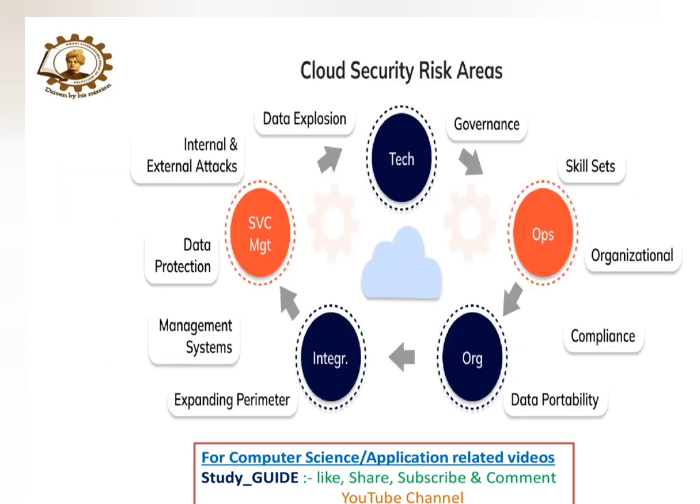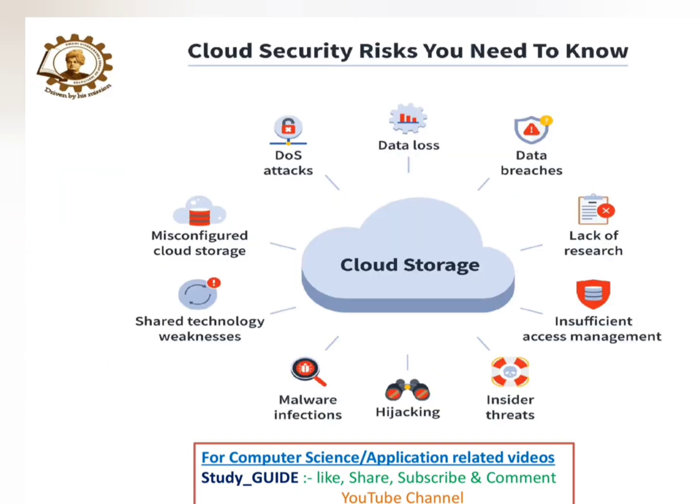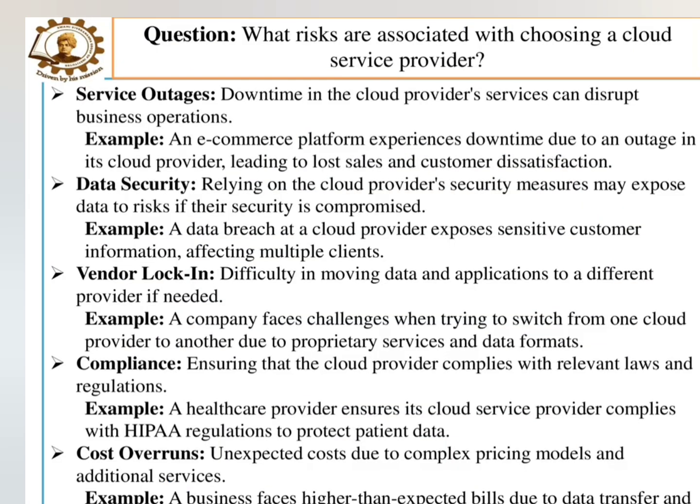Cloud service provider risk. Number 1, reliance on a third party. That is, your data security depends on the security practices of your cloud provider. Let's take an example. Choosing a reputable cloud provider with a strong track record of security is crucial. Number 2 is data lock-in. That is the difficulty of moving your data to another cloud provider if needed. Evaluating vendor lock-in is important before choosing a cloud provider.